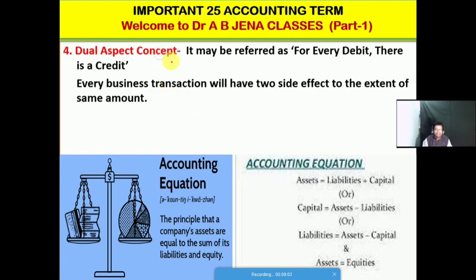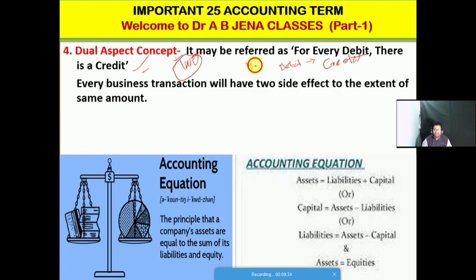Dual, friends, means two. It may be referred to as: for every debit, there is a credit. If a debit is there, definitely the debit will be followed by a credit. So every business transaction will have a two-sided effect to the extent of the same amount.